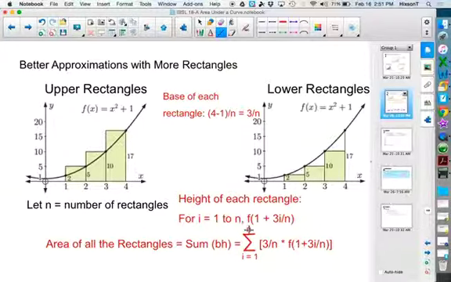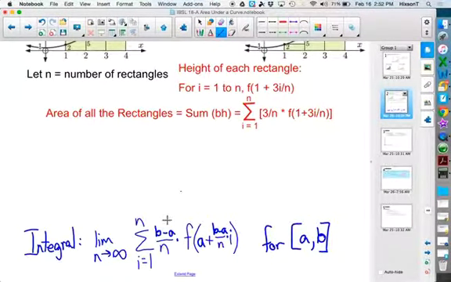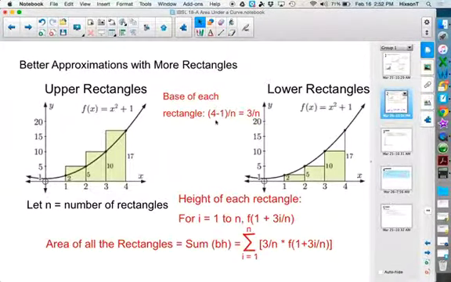And then what did we say we needed to do with this? What were we going to do with the number of rectangles? Yeah, make it unlimited. We want n to approach infinity. Okay? So, look at what we have here. I want to explain this. We got the 3 by taking 4 minus 1. The 4 was the right-hand side of our interval. The 1 was the left-hand side of our interval.